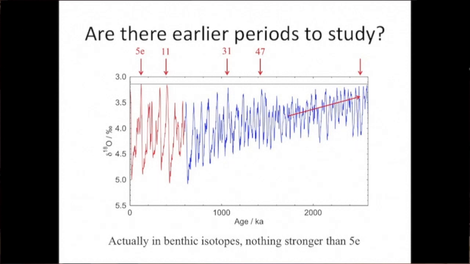Stage 31 I've marked, which is very famous because it's got the strongest northern hemisphere insolation forcing, because it's got a strong combination, very strong precession and strong obliquity. But it's still not stronger than stage 5e or 11 in Lisiecki and Raymo.